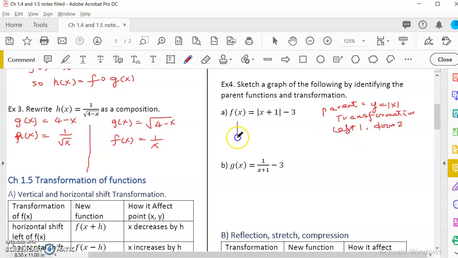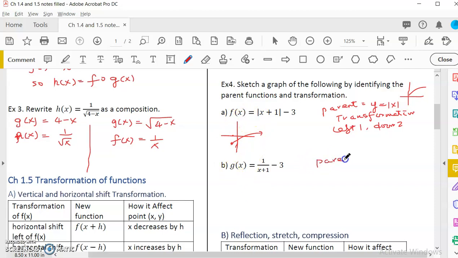So you would imagine an original square root function like this, right? And you would graph it, not by graphing points, but by shifting it left 1 and then down 2. So that would be the new function for this graph.